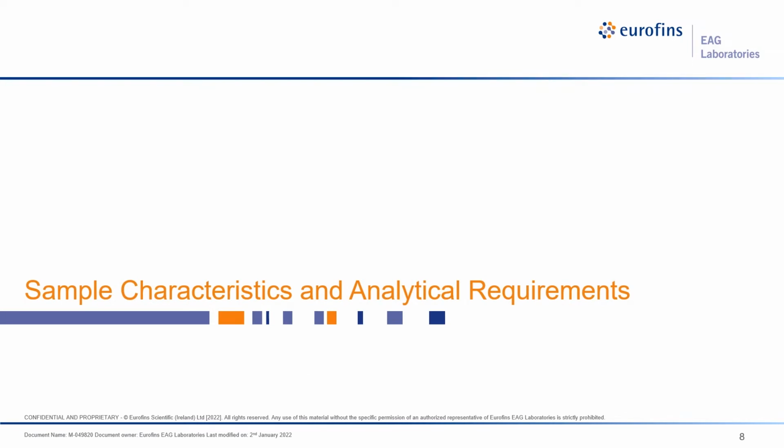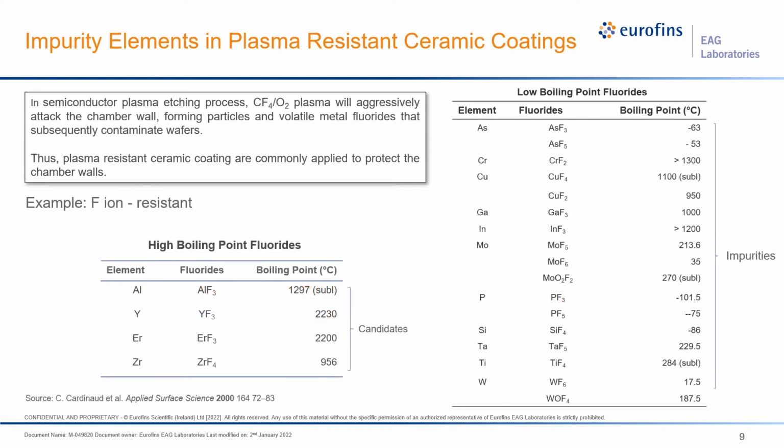First we will talk about the sample characteristics and analytical requirements for ceramic coatings. For plasma-resistant ceramic coatings, why would we need them? Well, in the semiconductor industry, they have an etching process which uses CF4 and oxygen plasma. Those plasmas generate ions and radicals, which can aggressively attack the chamber wall, forming particles and volatile metal fluorides or other oxides or nitrides that can subsequently contaminate wafers. As such, plasma-resistant ceramic coatings are commonly used to protect the chamber walls.